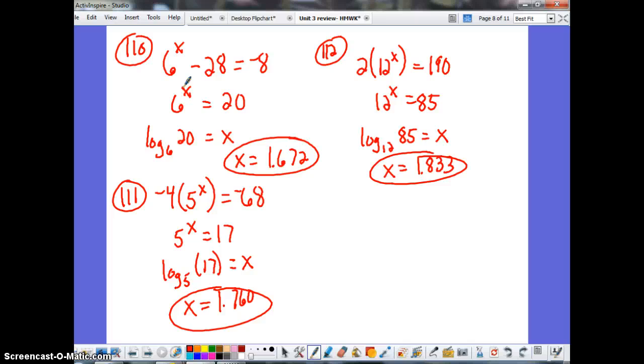These are the same types of problems over and over again, just getting the exponential by itself, then rewriting it as a log, then simplifying it. 112, same idea, divide by 2, you get 85. Actually, we get 95 there. That is a typo, so I'm going to fix that. 190 divided by 2 there is going to be 95. And then you're going to do the log base 12 of 95, and that comes out to be 1.833. So let me just fix that, make these correct.